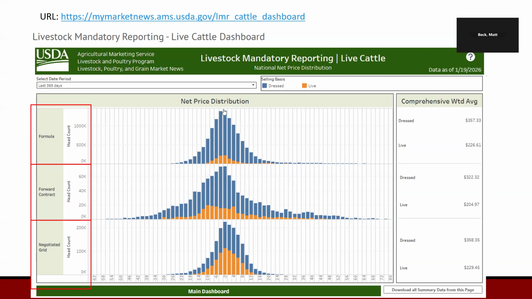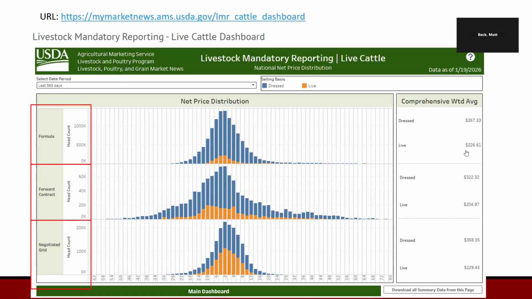What do you notice here on this head count? This distribution's over 1 million head, while this is like 60,000 head, and this is around 200,000 head. Most people are selling cattle, marketing cattle, on a formula basis. Most cattle are marketed that way. This tells you the weighted average price, dress basis and live basis.